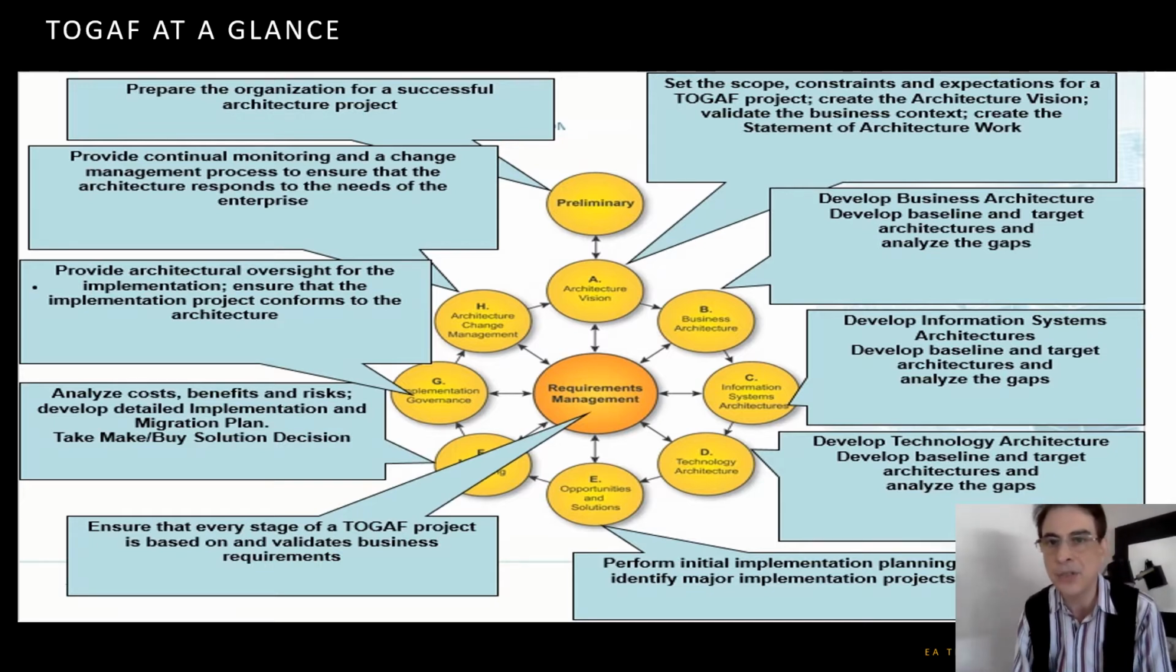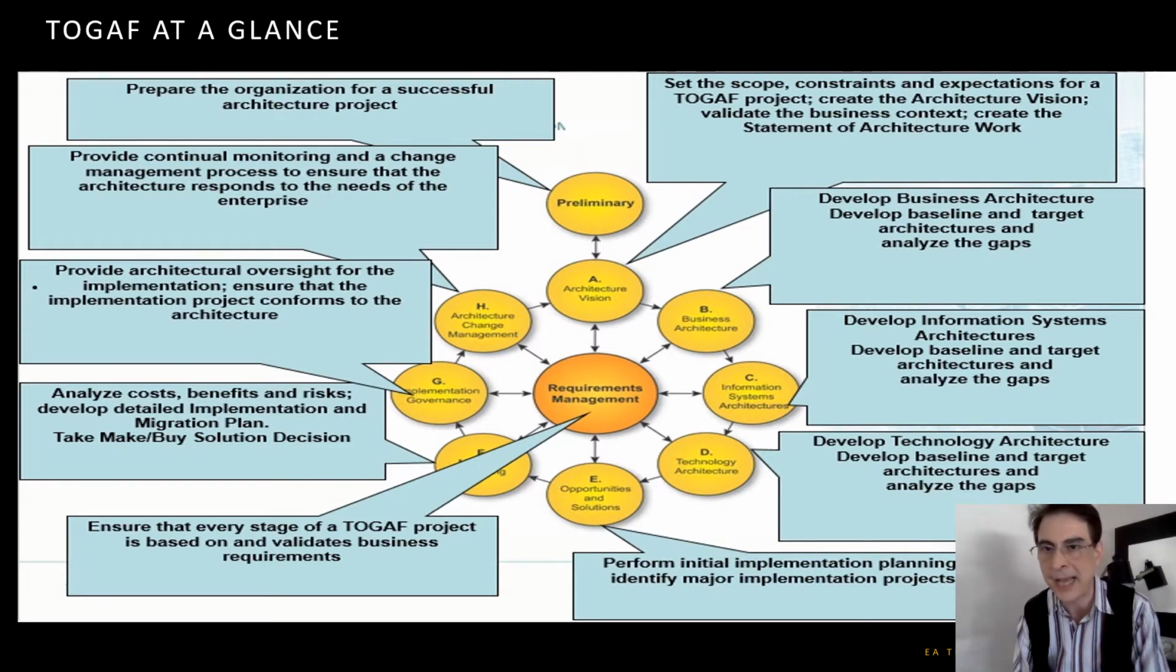We'll get into that. So next module is architecture vision, where TOGAF sets the scope, constraints, and expectations for a TOGAF project. Create the architecture vision and validate the business context, create the statement of architecture work. This is followed by business architecture, in which we develop baseline and target business architecture and analyze the gaps.